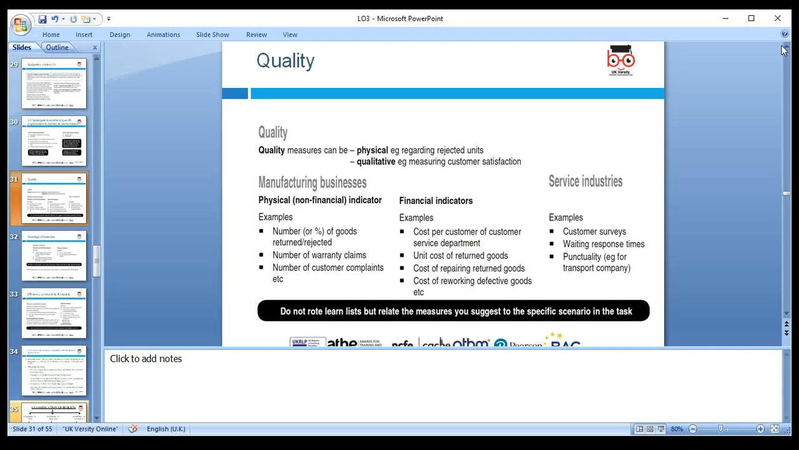Okay, then we have quality. Quantitative is always equal to the physical recording of the rejected units. Qualitative measures customer satisfaction, like is it 90%, how many percent? Physical non-financial indicators include the percentage of goods returned or rejected, number of warranty claims, and number of customer complaints. Financial indicators include cost per customer, unit cost return, cost of repairing, and the customer survey, waiting and response time.